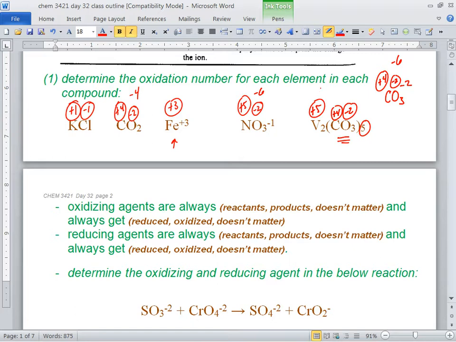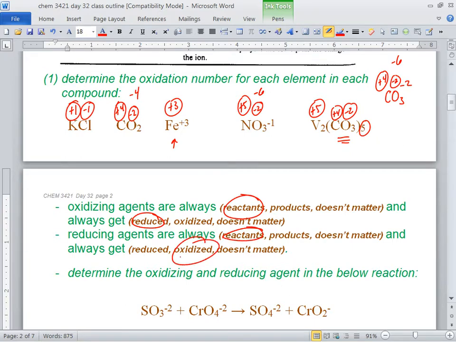Okay, how about this agent stuff, Brandy? Oxidizing agents are always reactants and always get reduced. Reducing agents, Mel, are always products. Everybody agree? Reactants. They're the agent. They're inducing the change. So reducing agents are always reactants. And they always get oxidized.